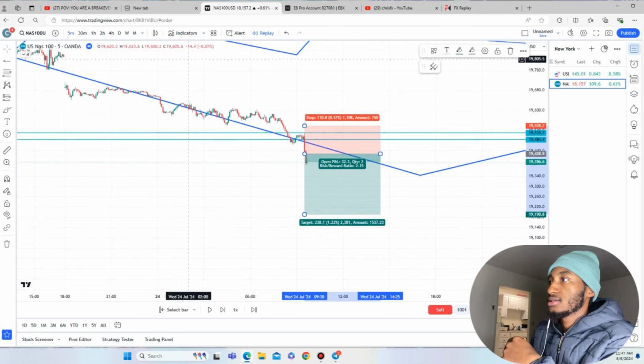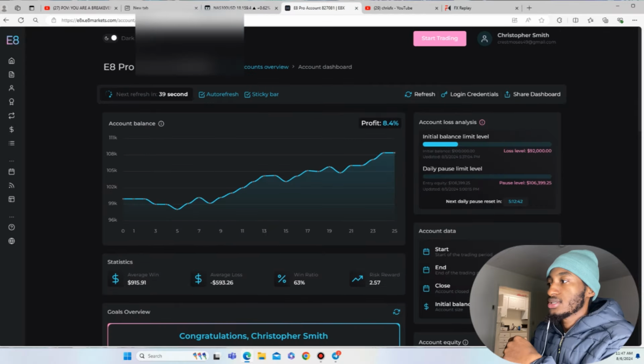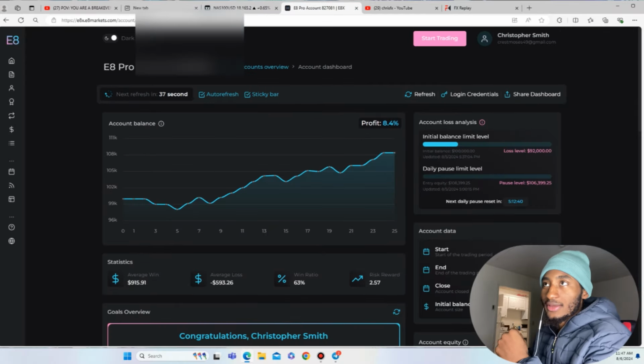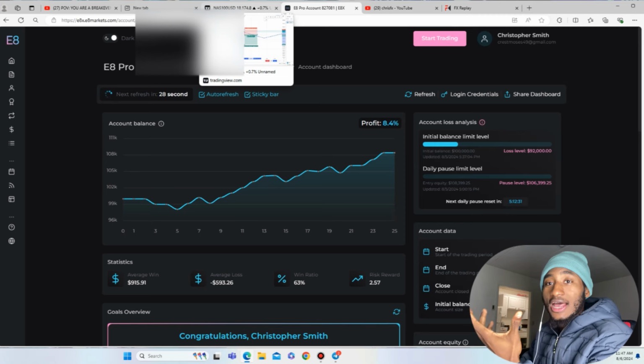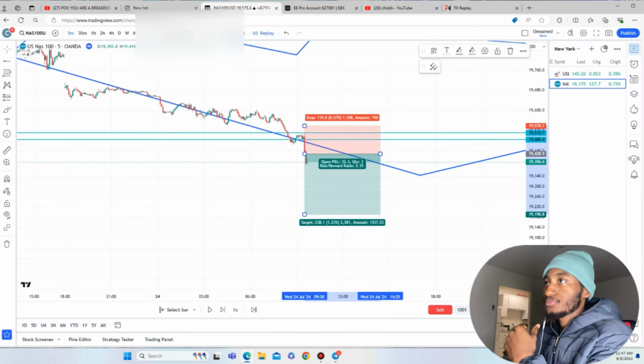As you guys can see, my risk to reward ratio is 2.57. I usually aim for 1 to 2. Most of the time I'm risking $500, and I aim for 1 to 2, which is $1,000. So I was risking 0.5% on this challenge. Something like that.